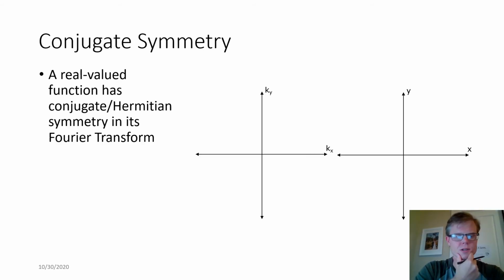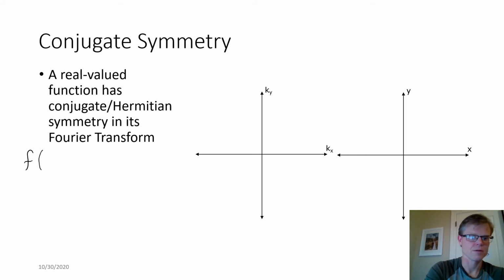Okay, so here we're going to switch gears a little bit and talk about a property of our K-space data and our images that can really help the way we acquire data and in fact accelerate our imaging. So this property, the property of conjugate symmetry in the Fourier transform, is that a real valued function has conjugate or Hermitian symmetry in the Fourier transform.